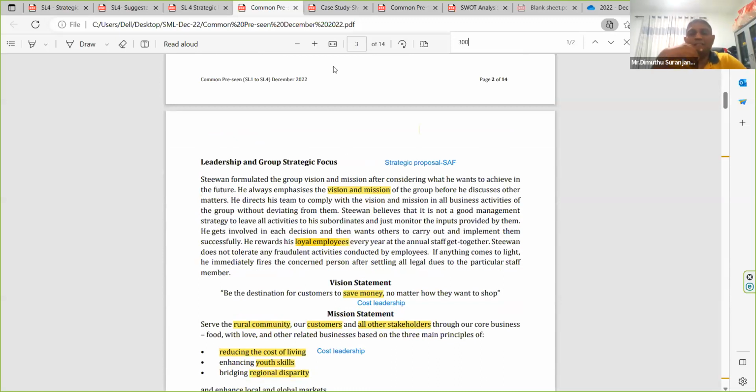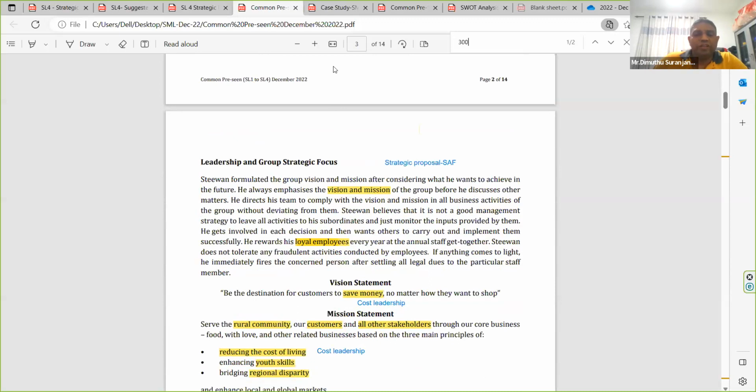Stephen formulated the group vision and mission after considering what he wants to achieve in the future. He always emphasized the vision and mission of the group before he discussed other matters. He directs his team to comply with the vision and mission in all business activities of the group without deviating from them.